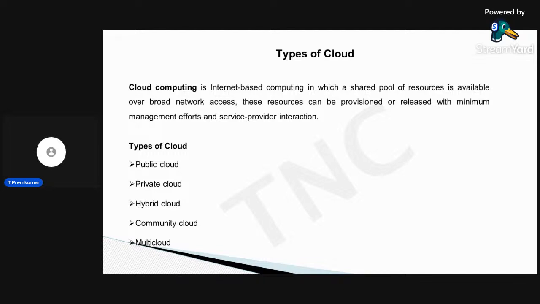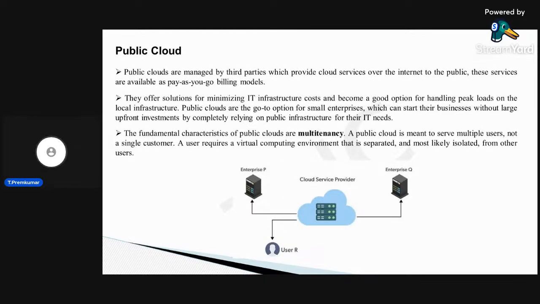We have public cloud, private cloud, hybrid cloud, community cloud, and multi-cloud. Public clouds are managed by third parties, which provide cloud services over the internet to the public. These services are available as pay-as-you-go billing models. They offer solutions for minimizing IT infrastructure cost and are a good option for handling peak loads on the local infrastructure. Public clouds are the go-to option for small enterprises, which can start their businesses without large upfront investment by completely relying on public infrastructure for their IT needs.